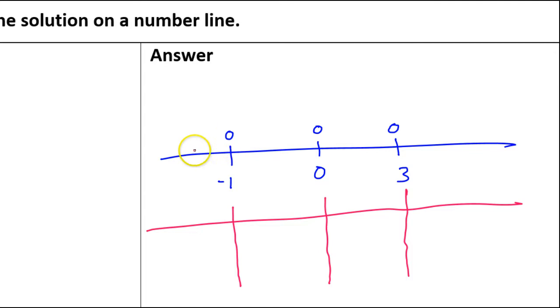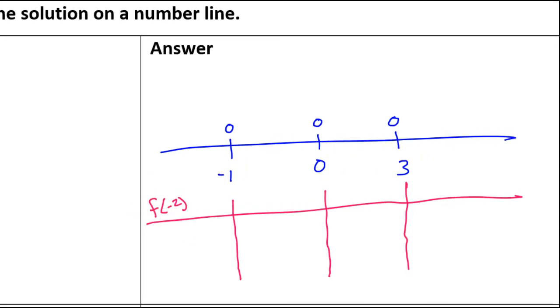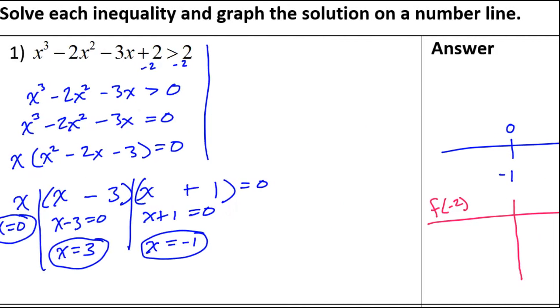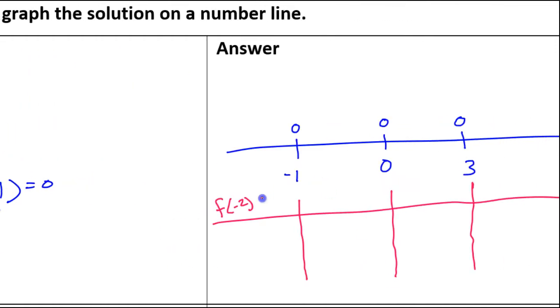I need a value in the first interval that is less than negative 1. So for example, negative 2. Now keep in mind as I check these values, solutions are going to be values that cause the function to be greater than 0. So that's what we're looking for. Will the function be greater than 0? Because that's what it takes for negative 2 to be a solution. We'll check that out.